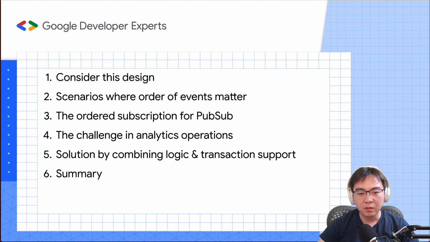However, with the challenge of analytics operations and some of the use cases I will be covering today, I'll explain why ordered delivery for PubSub isn't sufficient to solve our problem. I'll also offer a solution, combining the logic and the transaction support of Cloud Datastore to overcome that. In fact, this is an alternative to ordered delivery for PubSub, and it does not need ordered delivery at all in this scenario. Okay, let's crack on.